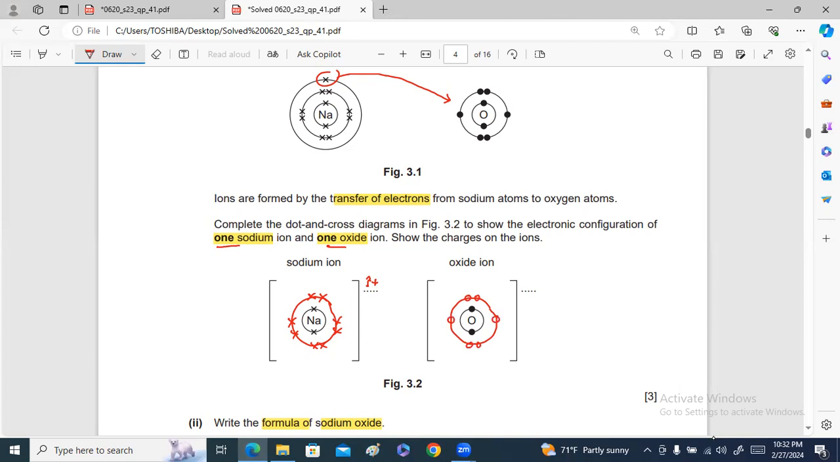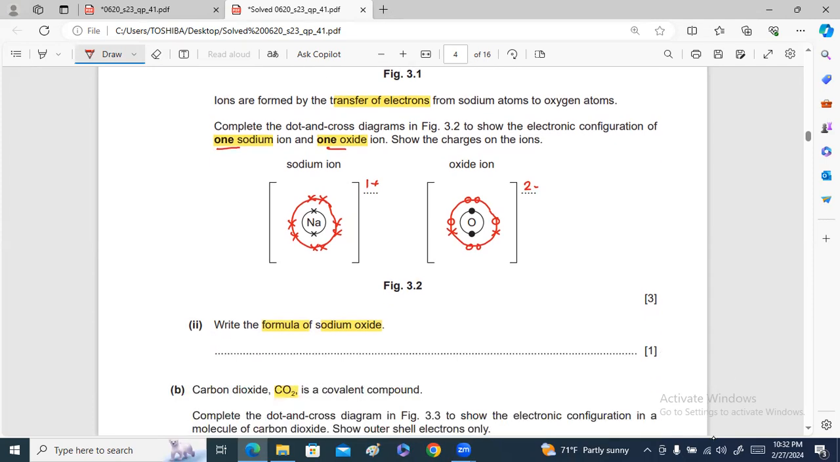So to complete octet, although the sodium can lose one electron, there must be two sodium ions, and they lose electron to oxygen atom to become oxide, and this oxygen can gain two electrons. And oxygen is in group 6 of the periodic table, so that's why it has the ability to gain two electrons.